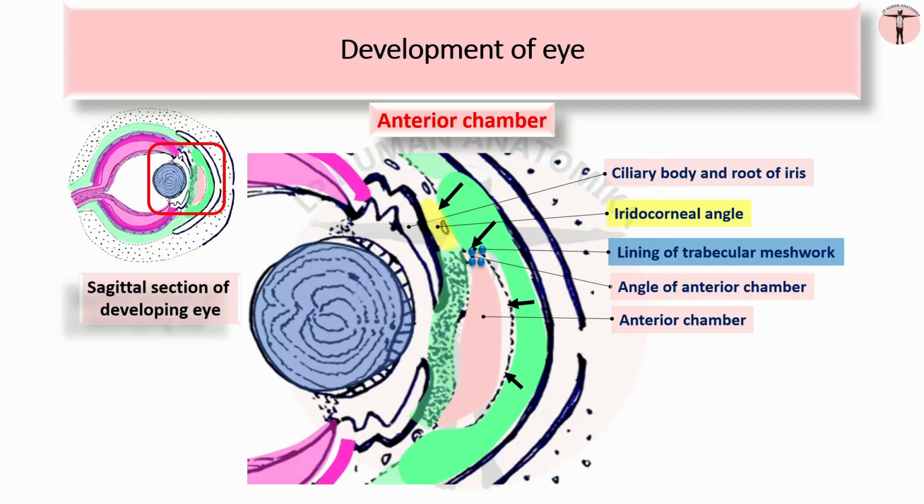The anterior chamber formed through vacuolization splits the mesenchyme into 2 layers: an inner layer in front of the lens and iris called the iridopupillary membrane, and an outer layer continuous with the sclera, which gives rise to the substantia propria of the cornea and the corneal endothelium.